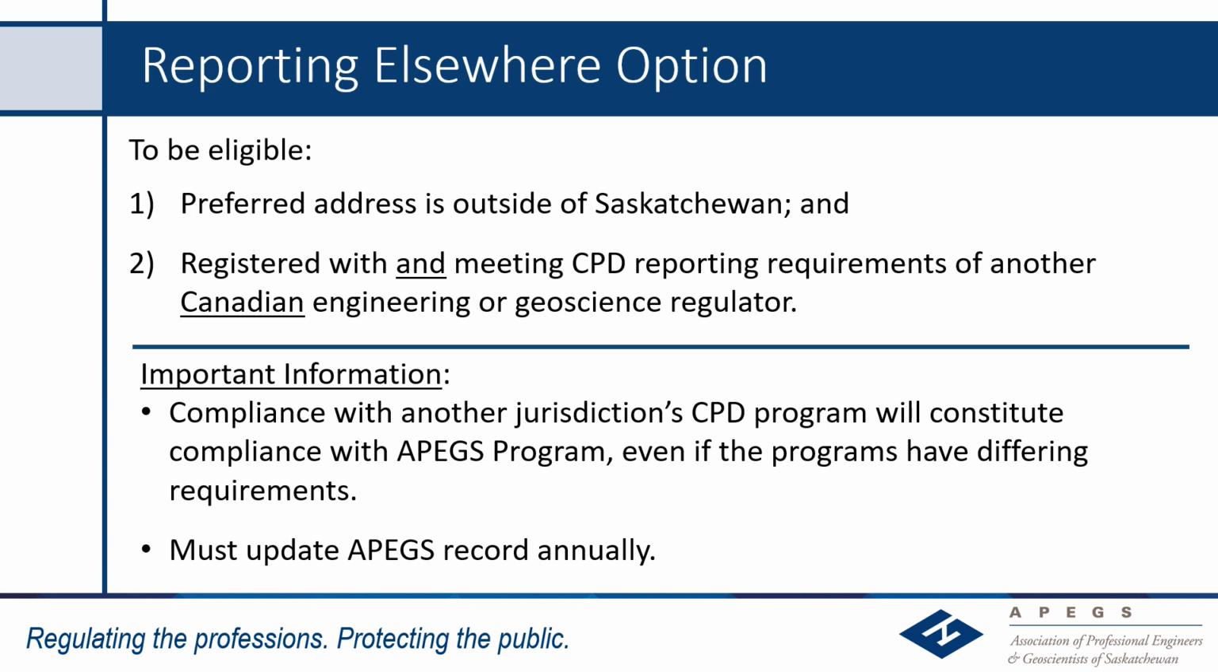For step-by-step instructions on how to complete the Reporting Elsewhere process, please visit the CPD Program Documents webpage on the APEGS website to download an instruction sheet. If you do not meet the criteria for the Reporting Elsewhere option, you are required to report your credit details to APEGS. APEGS recognizes that not all CPD programs across Canada have the same requirements or reporting timelines. Because of this, as long as you are up to date and compliant with the reporting requirements of the other regulator, you will be considered compliant with the APEGS program if you report annually using the Reporting Elsewhere option.